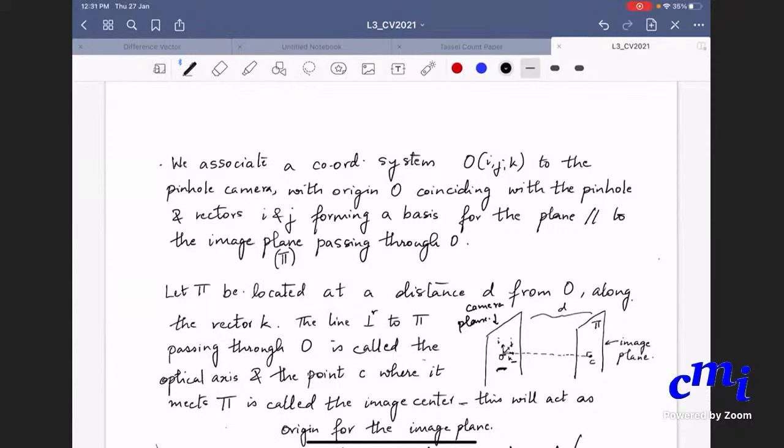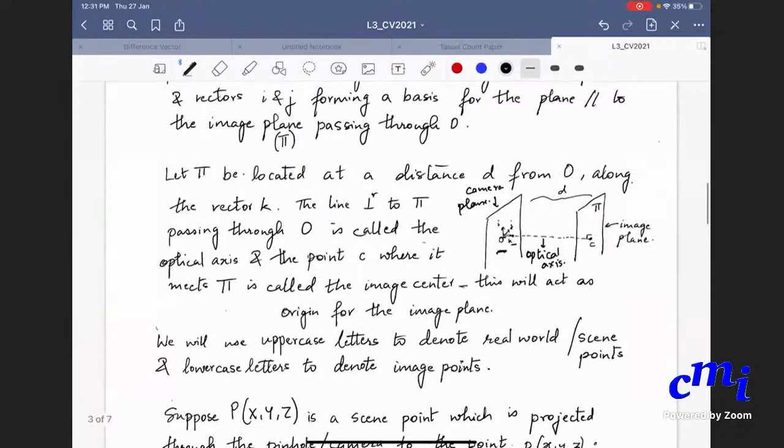Along the vector K, this line is called the optical axis. So this is your optical axis. And the point at which this optical axis meets the image plane is taken as the origin of the coordinate system in the image plane. Okay, so I'll call that point C. Is this much clear?